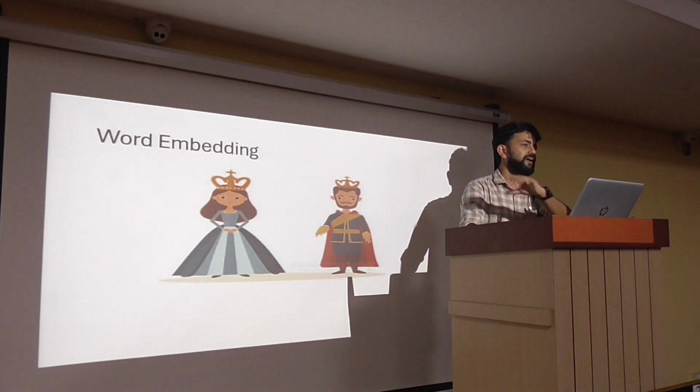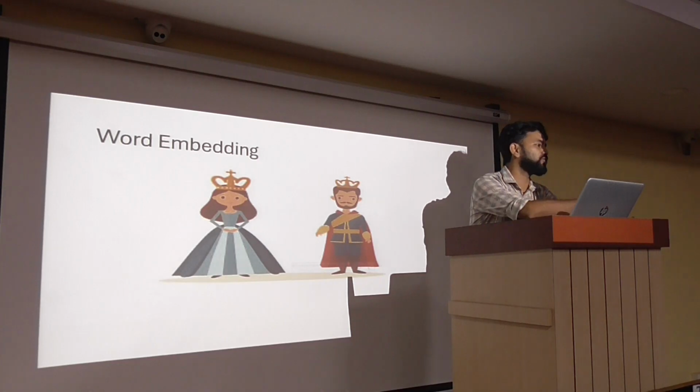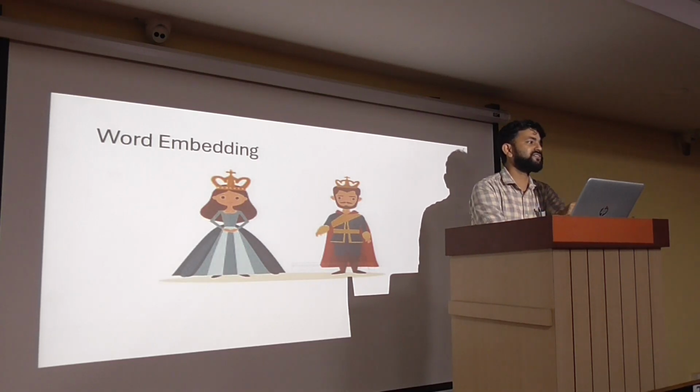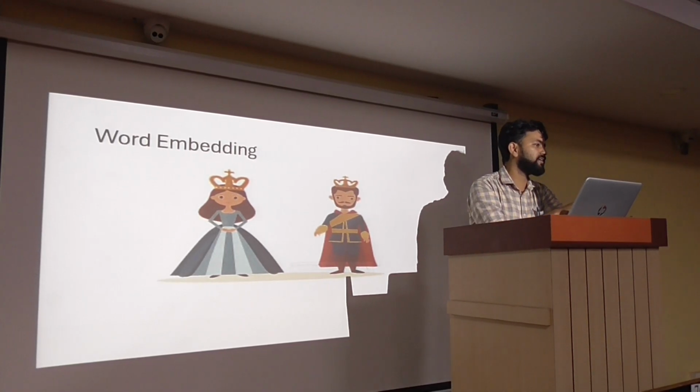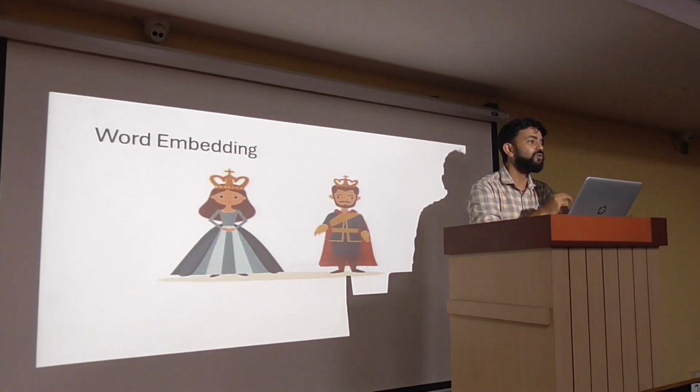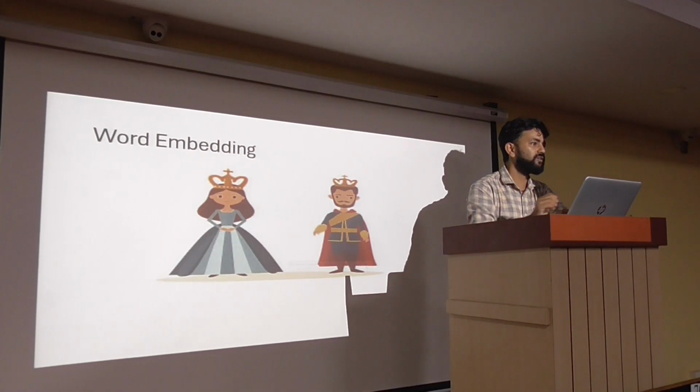Now, if I represent king and queen with zeros and ones, will it represent the attributes? No, it will not represent the attributes. It will only represent that 1 means queen and 0 means king. It will only represent that. What about attributes?